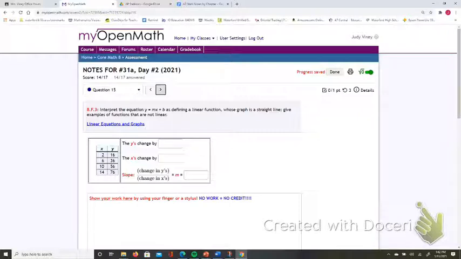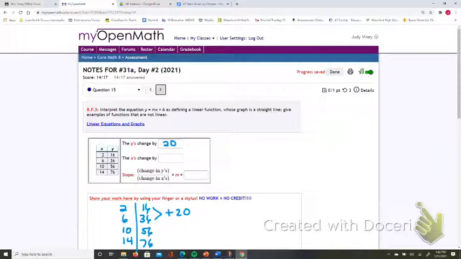Okay, number 15 is interesting. So we have our table. So we have 2, 6, 10, and 14. And then we have 16, 36, 56, and 76. Okay, so the first thing that we do is we look at our y's and we say our y's changed by how much? So 16 to 36, isn't that up 20? So the y's changed by 20.